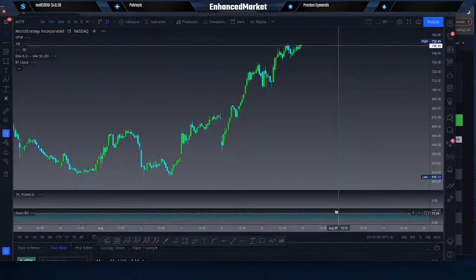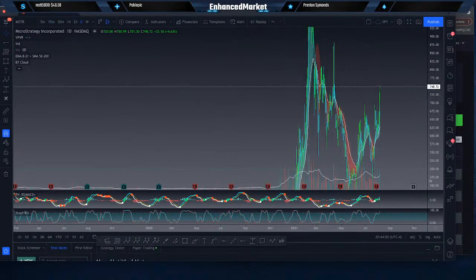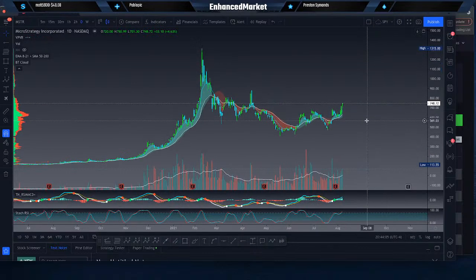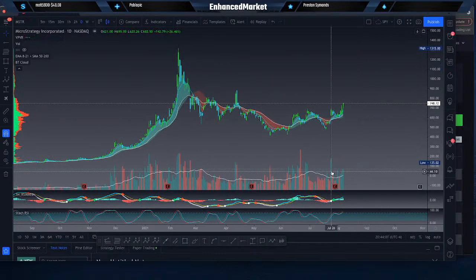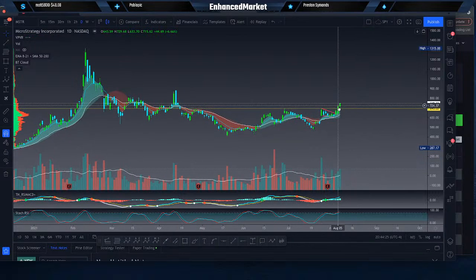MSTR. This is another breakout play, right? We had that triple top, right? One resistance, two, and three. We had that nice flag, a nice breakout, and a strong, strong candle to close.